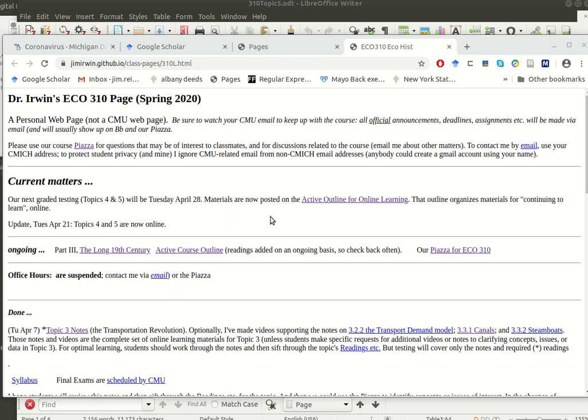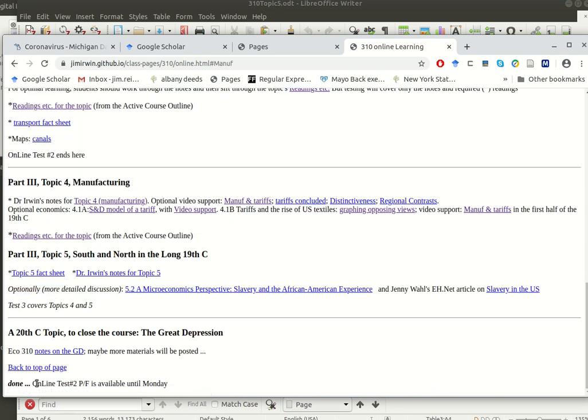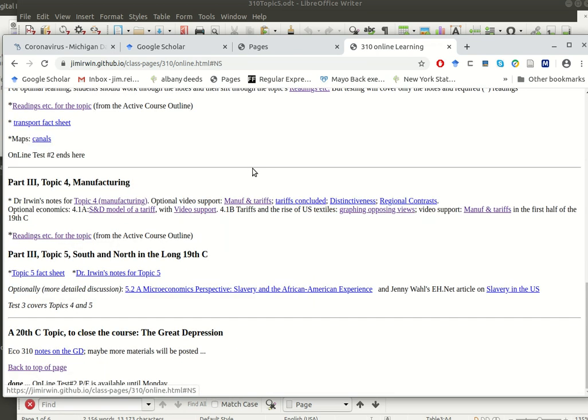So notice, here's the web page announcing the test coming up on the 28th, and of course the materials for it are on the active outline. So let's click on that, and there's your active learning outline, and up here we see that we have highlighted links to topics 4 and 5. Topic 4, go back to the top of the page, choose topic 5, because there's already topic 4 videos available.